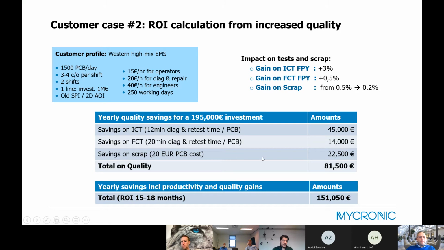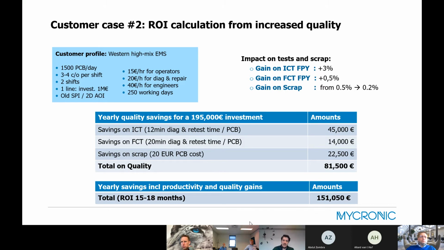Small numbers, but you will see there is also a big impact here. So if you calculate this, here I took 12 minutes for the ICT test, including the diagnostic and the retest time per PCB, and 20 minutes for the functional test. In this example it was about 20 euros per PCB when the board is fully printed and all the components are on it, so a final board. It was about 20 euros per board. And here are the numbers.